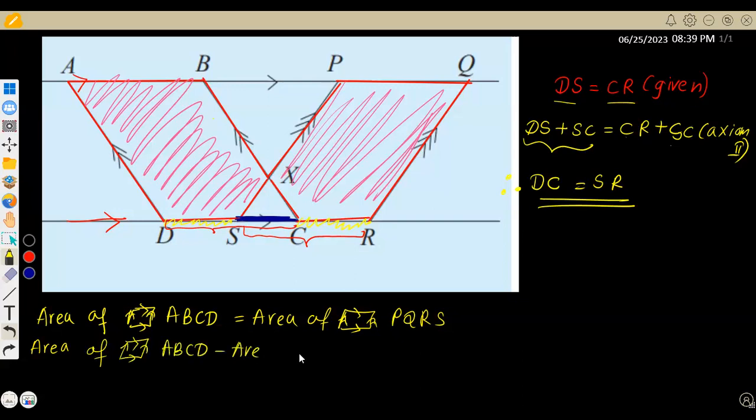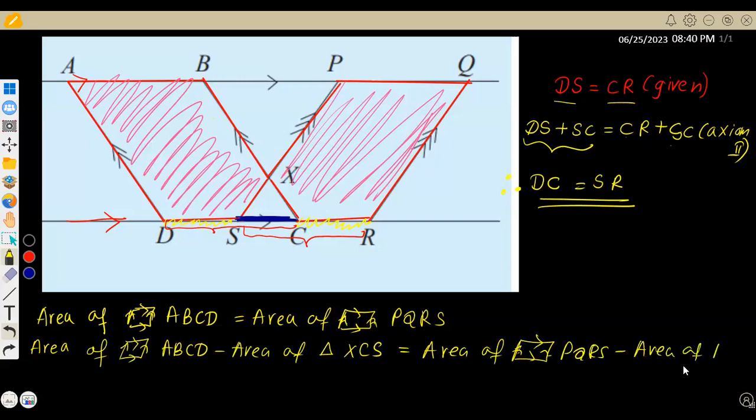Area of triangle XCS. And from area of parallelogram PQRS, we can subtract area of triangle XCS. They are equal because of axiom 3.